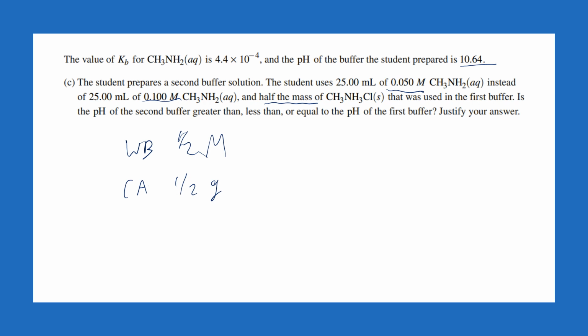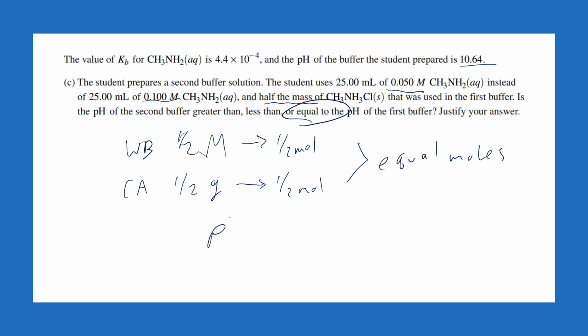Is the pH of the second buffer greater than, less than, or equal to the pH of the first buffer? And justify your answer. It's going to be the same, equal to. If I am decreasing both of those things by half, if I half the molarity, I will also have half of the moles. If I half the grams, but it's the same substance, I'm going to have half the moles. So it will still be equal moles of those two things, just half. All right, so the mole ratio is still the same.